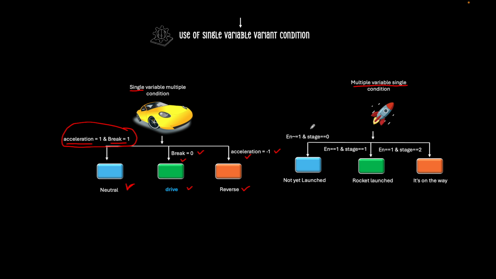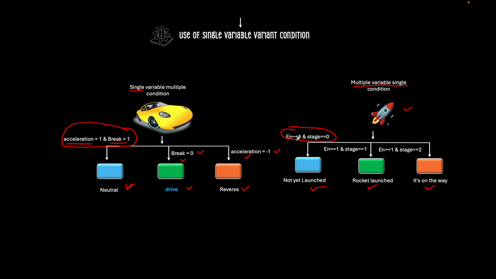In this case, we are considering a rocket launching system in which there are 3 variants for the same rocket system. One state is the state at which the rocket is not yet launched. Another variation is the rocket is launched. One more variation is the rocket is on the way to its target. In this situation, we will be using 2 variables to determine the state of each individual variant.